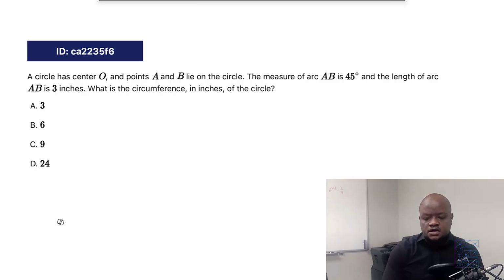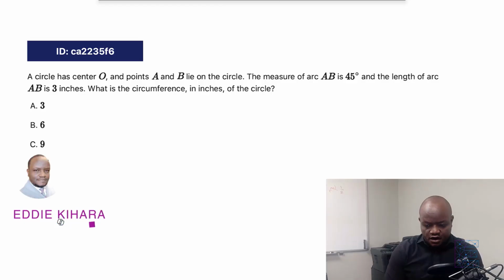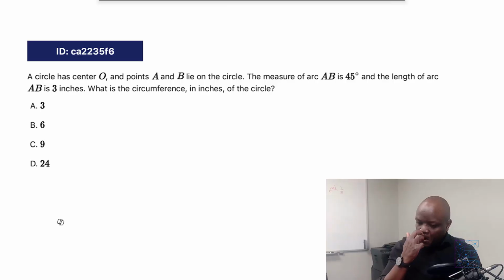Circle has center O and points A and B lie on the circle. The measure of arc AB is 45 degrees and the length of arc AB is 3 inches. What is the circumference in inches of the circle?